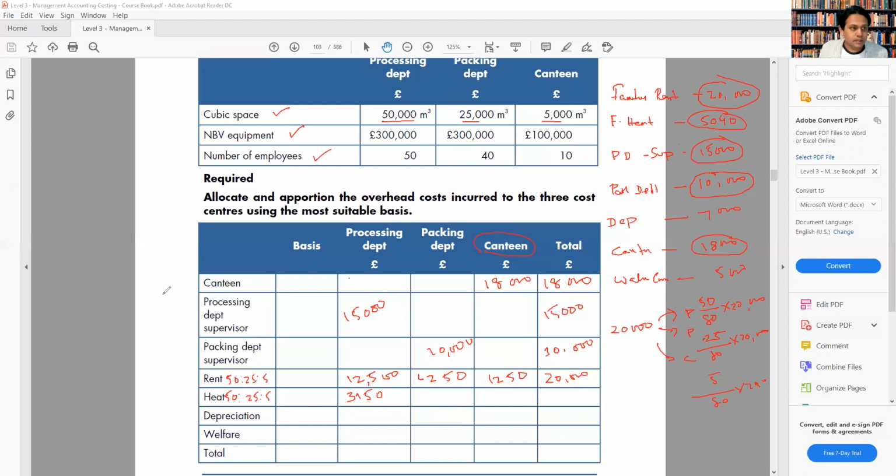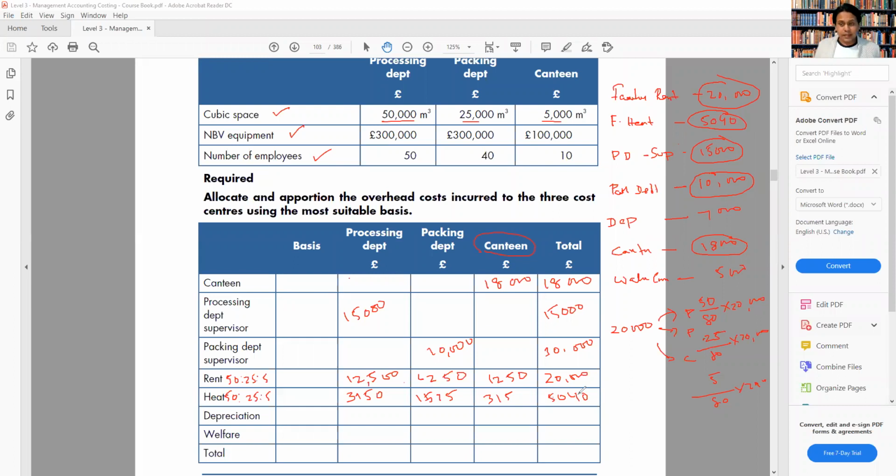1,575. Very well done. 1,575. And the rest will be for the canteen. How much is the canteen? 315. So the total is 5,040 that we split among all the three departments.